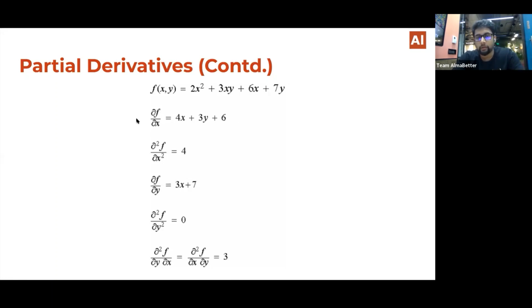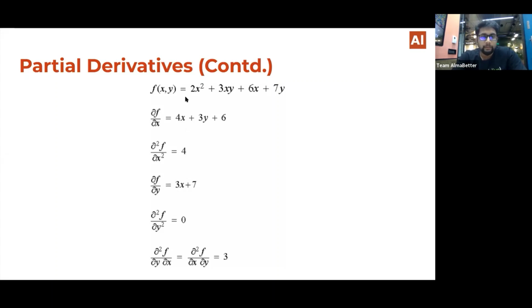Okay. So now if you want to calculate the double derivative of f with respect to x, then you need to again treat y as constant, and take the derivative with respect to x only. So the derivative of 4x is 4, this is constant, this is constant, so this is just 4. So the double derivative of this function with respect to x is 4, right?